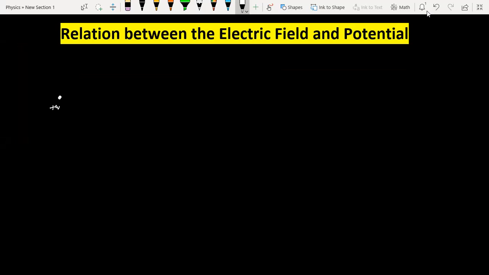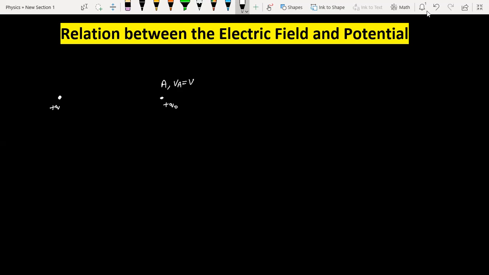And suppose I choose another test charge, plus Q naught, at some point A inside the electric field of this source charge plus Q. We want to study the potential difference from this point A to another point B, which we will choose. Suppose the potential at this point A is VA, which is equal to V.